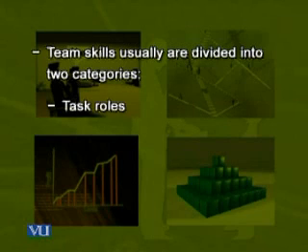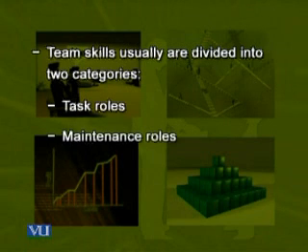One is the task roles, and the other is the maintenance roles. Of course, while discussing the team in the beginning, I explained that in a team we have skill sets, people with different knowledge bases and different task roles. They come together and work like a team. But to have an effective team, we need a very strong communication system prevailing in that team, so that it works like a cohesive team.